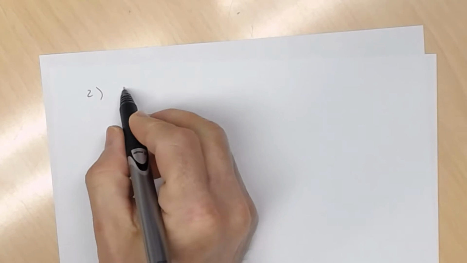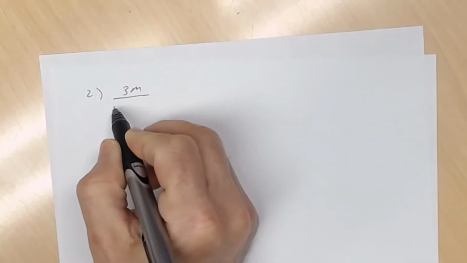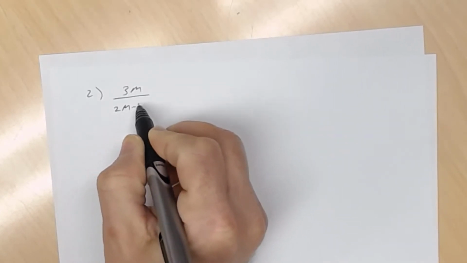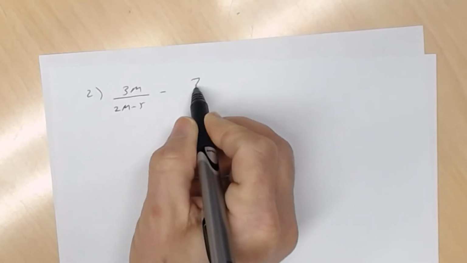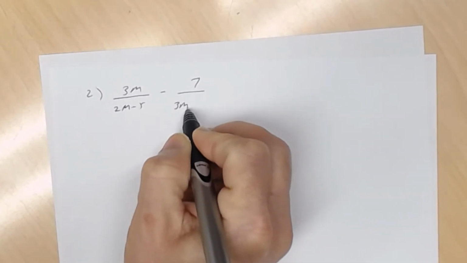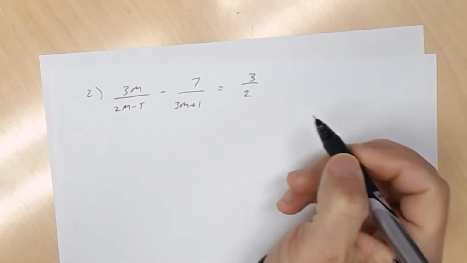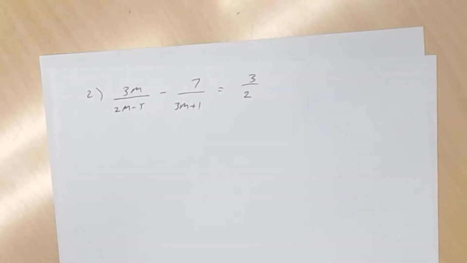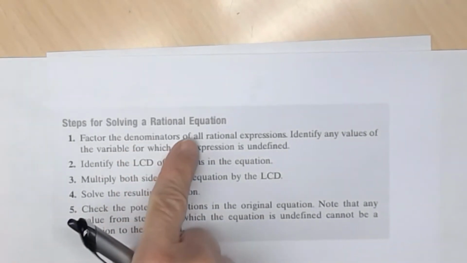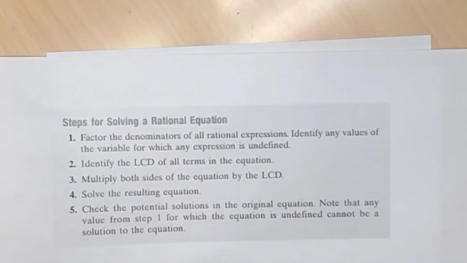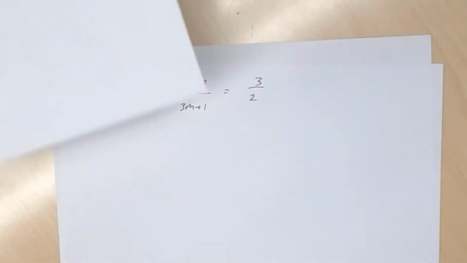So number 2. Suppose you had 3m divided by 2m minus 5, minus 7 divided by 3m plus 1, equals 3 halves. Okay? All right, step 1, remember, is to factor the denominators, and then identify any values of x for which the expression is undefined.